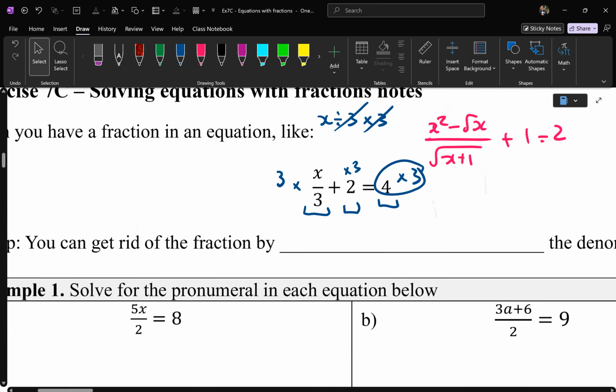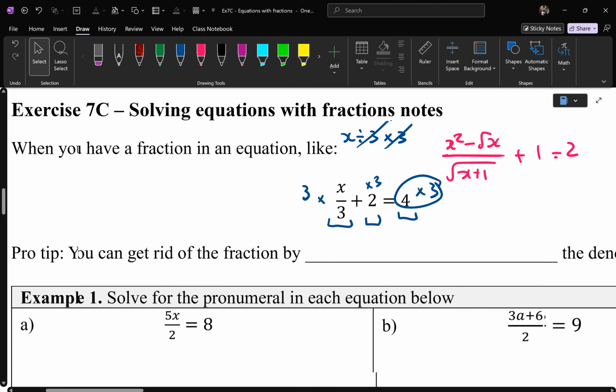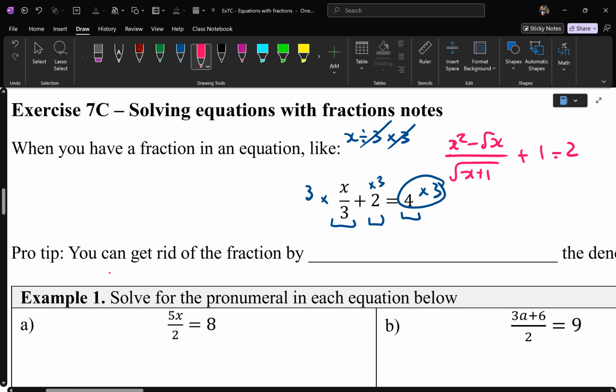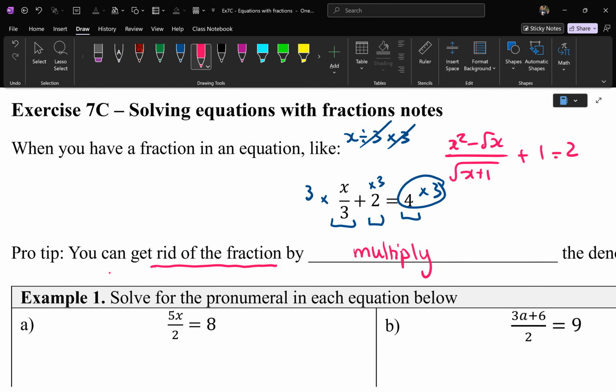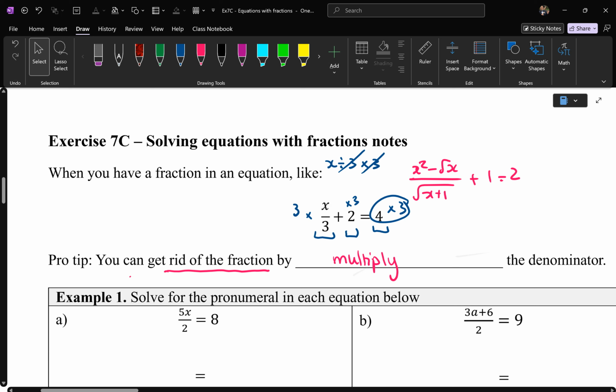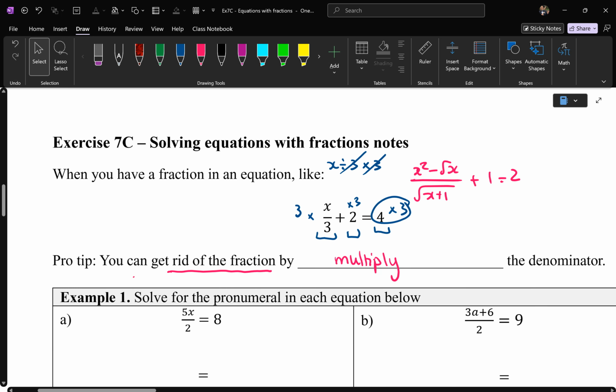So what I want you to write as part of your notes to remind yourself, when you get fractions and you want to get rid of it, how do you get rid of fractions? You just simply multiply. Multiply the denominator. Whatever the denominator is, who cares what it is?